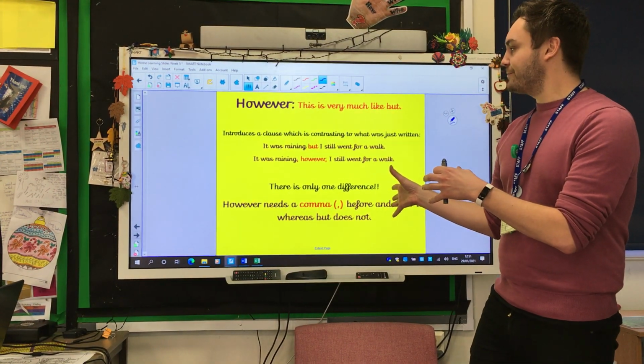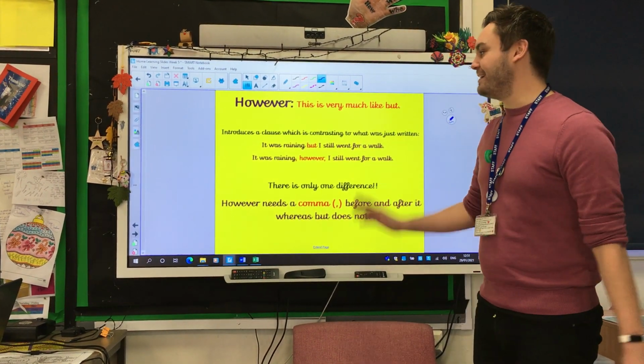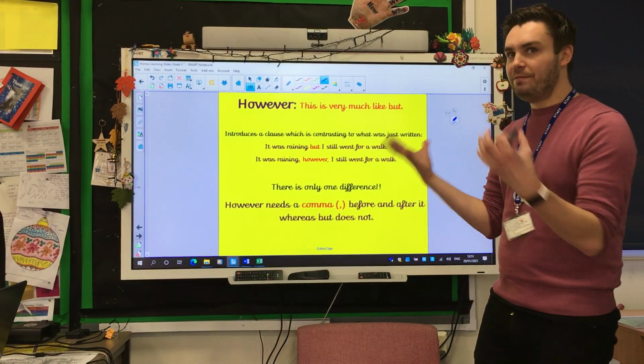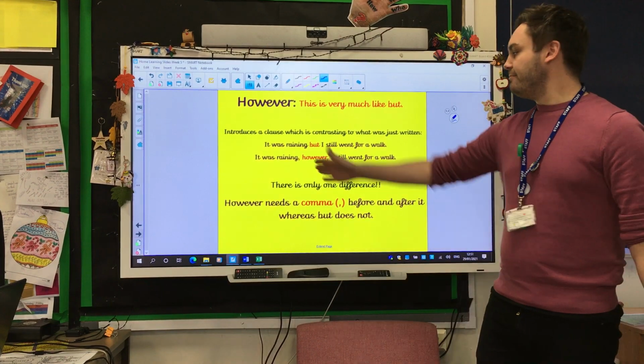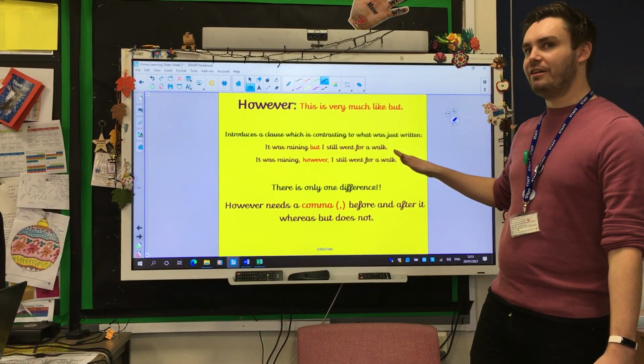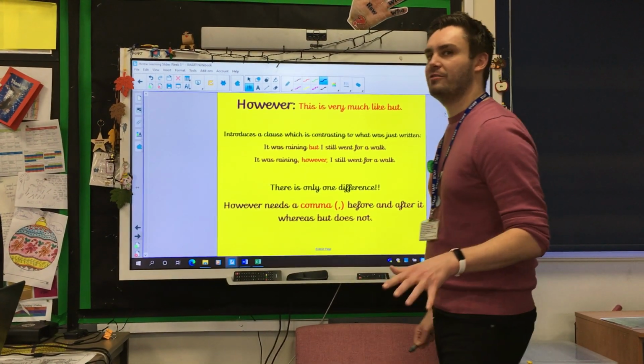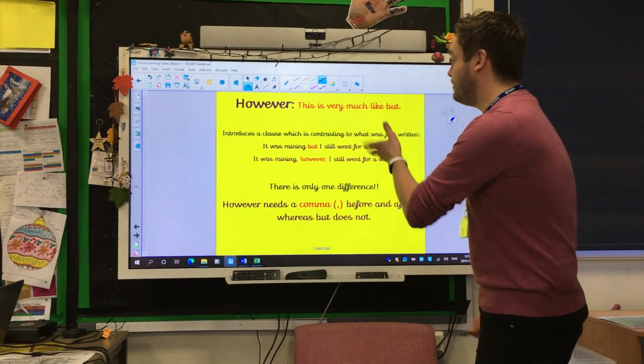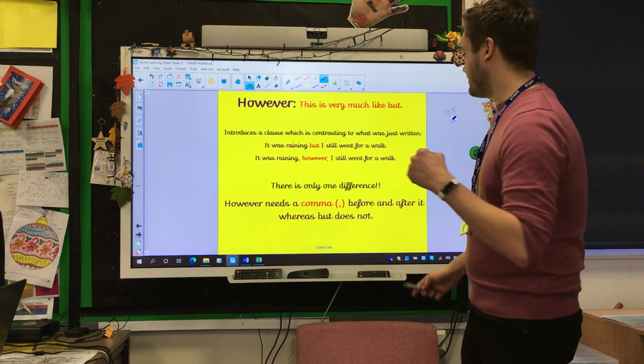However, love this one. It's very much like but. It introduces a clause which is contrasting, so the opposite to what was just written. It was raining, but I still went for a walk. Most people probably wouldn't go for a walk in the rain. They would see that as a hazard, a reason not to go, but some people still do it because they're brave souls.